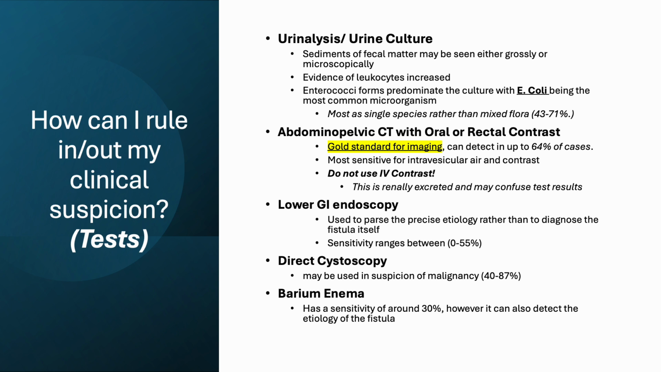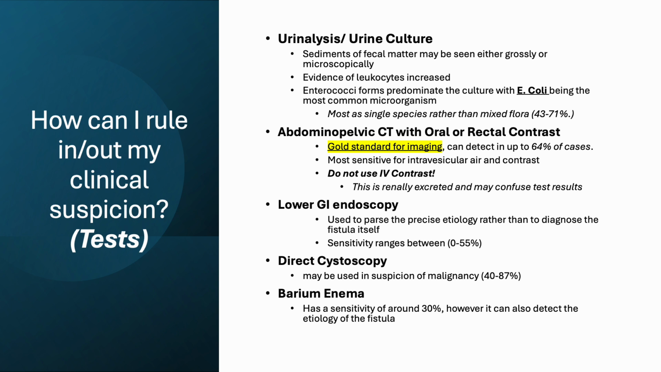The reason for this is that the kidneys renally excrete IV contrast. And how can you tell, if there's contrast in the bladder, whether it was excreted by the kidneys or whether there was a perforation in the colonic lumen? You can't. So you have to use oral contrast. If you see contrast in the bladder at this point, that is diagnostic that there's a fistula between these 2 tracts.